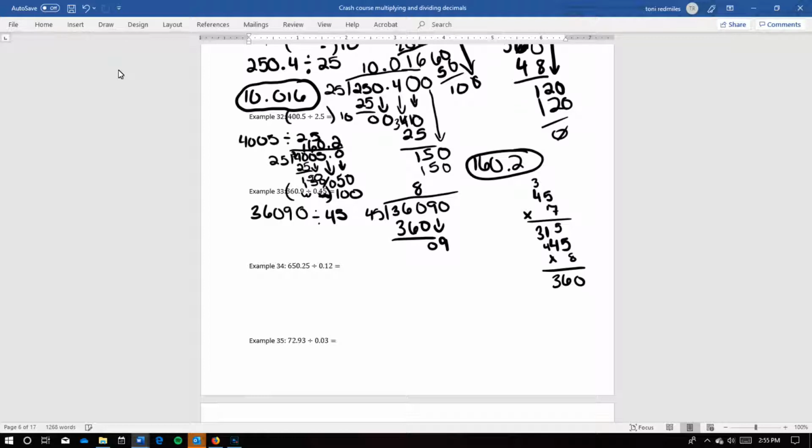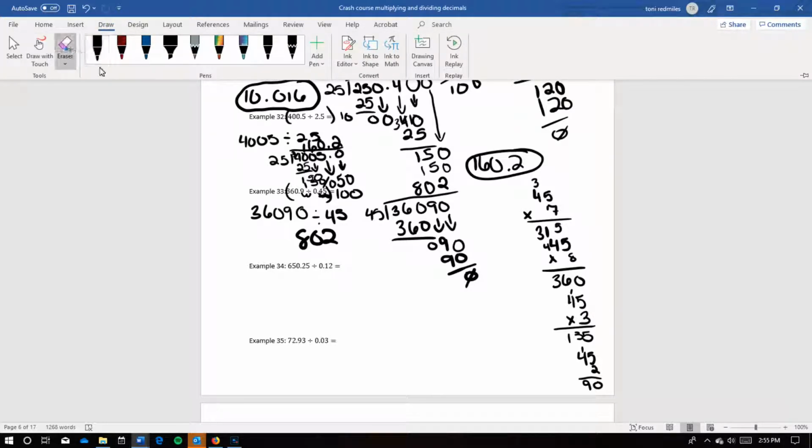45 cannot go into 9, so I put my placeholder. 45 can go into 90. So let's go ahead and try this. I'm going to try 3 first. Oh, that is way too high, so let's try 2. And it doesn't matter, okay? I knew that 45 plus 45 equals 90, so it had to be 2, but you know, it's good to try out different things. Okay, that's gonna give me a 0. So this one was 802. I didn't have to put in that decimal place.